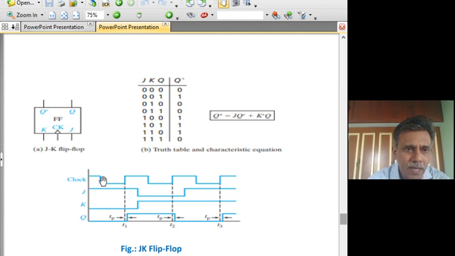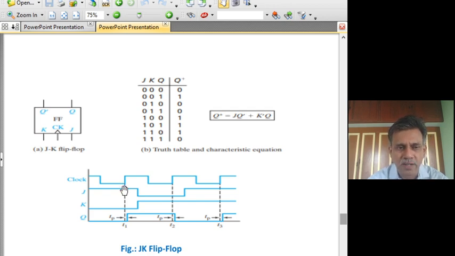Now this is a positive edge triggered flip-flop. Here you have a clock, initially 1, and then it goes to a 0. This is a negative edge, so it will have no effect on the flip-flop's transition. Let us assume that J is 1 and K is 0 during this period. So this is where the first positive edge comes.